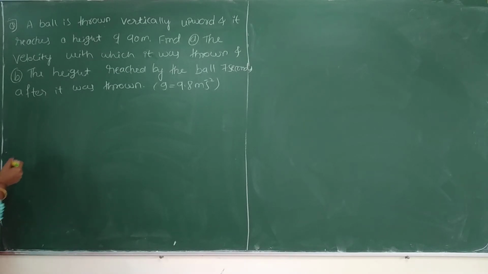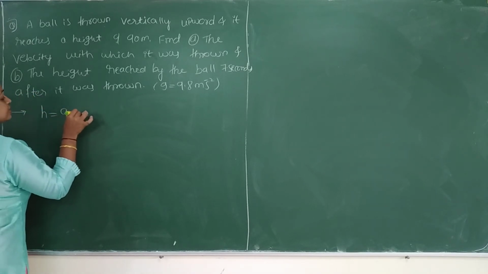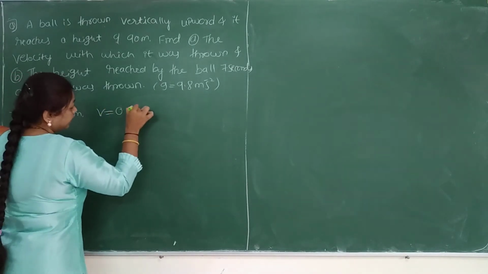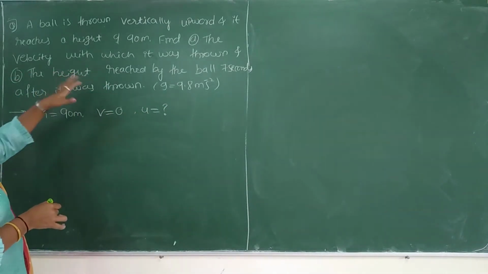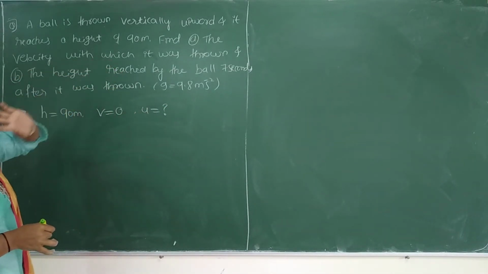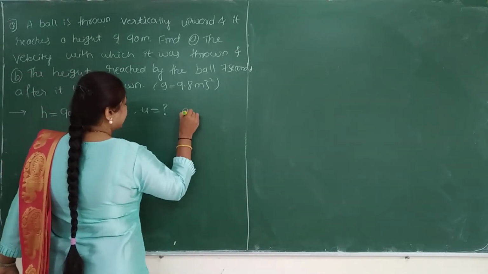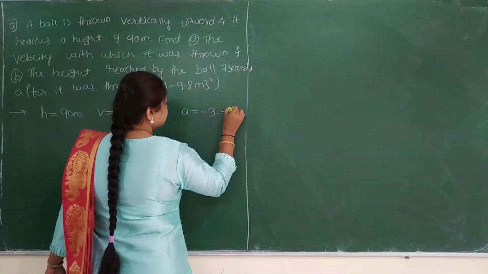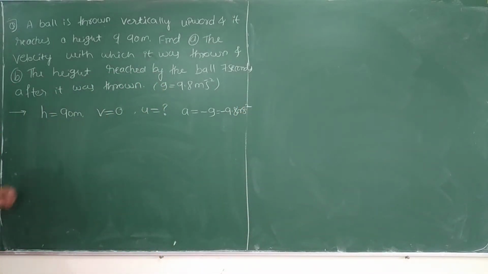A ball is thrown vertically upward and it reaches the height. So height is given, that is h equals 90 meter, and final velocity will be 0, and initial velocity you have to calculate. We don't know that. That is the first question: the velocity with which it was thrown, that means initial velocity, you have to calculate. Vertical motion means acceleration will be minus g, that is minus 9.8 meter per second square. So these are the given data.